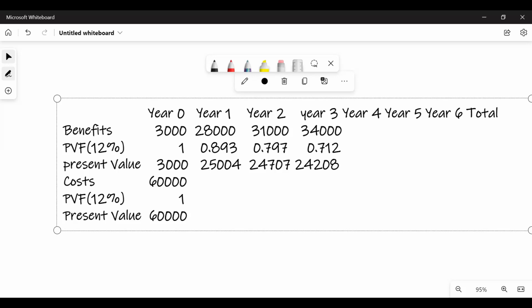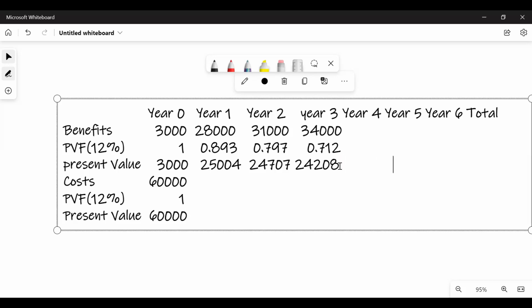Okay, once you do it till year 6, now find out the total value. So what is the total value here? You add everything together. Can you tell me what is the value? So what is the value you are getting here for the total? Can you share the answer? Once you calculate all the present values for year 0 to year 6, then you can add everything together to calculate the total benefits in the present value.